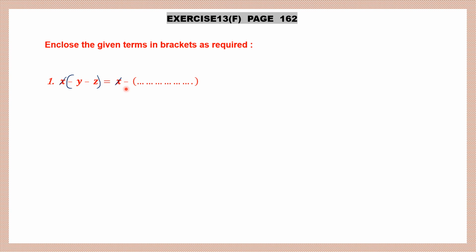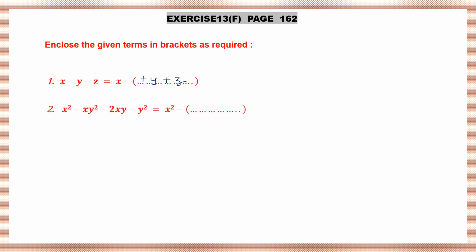Remember the rule which says if you have minus before a bracket, change the sign of all the terms inside the bracket. So that means I need to change the sign of minus y to plus y and minus z to plus z. So what we are writing inside is going to be plus y plus z. So what do we have here now? Finally, our answer will be x minus y plus z. Even if you don't write this plus in the beginning, it's okay. X minus y plus z.